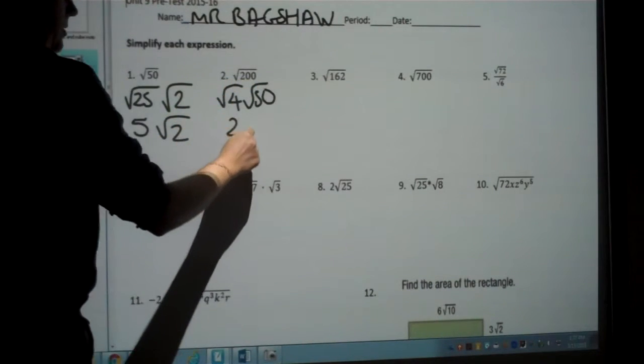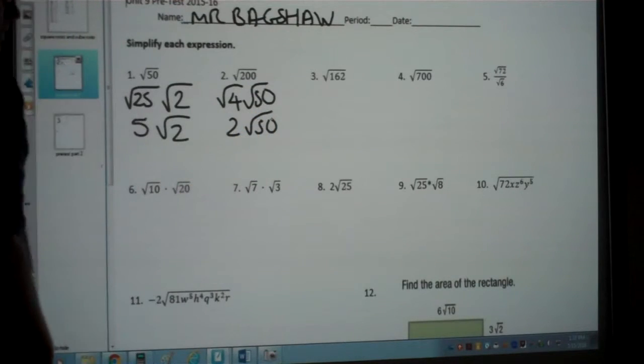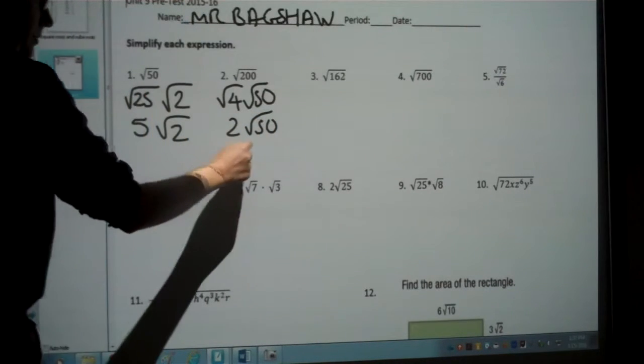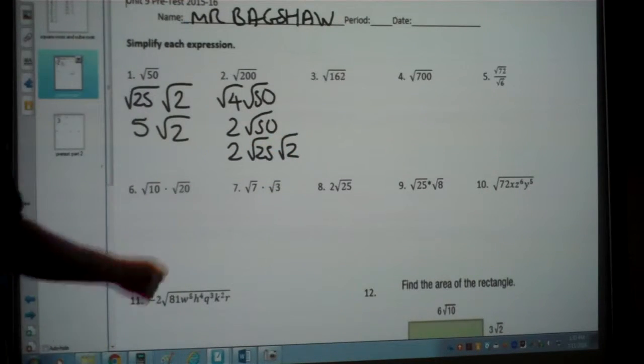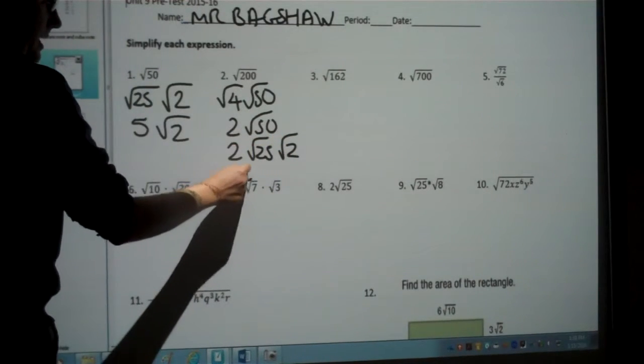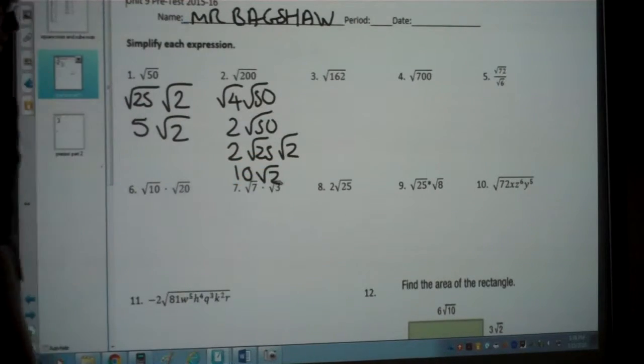And if you do that, you get 2 radical 50. But then you need to split 50 up as well. And actually, we've already done 50 on the previous question, so I could just take that answer from there. Square root of 25 is 5. Times by 2 is 10. And then we have a radical 2 on the end.